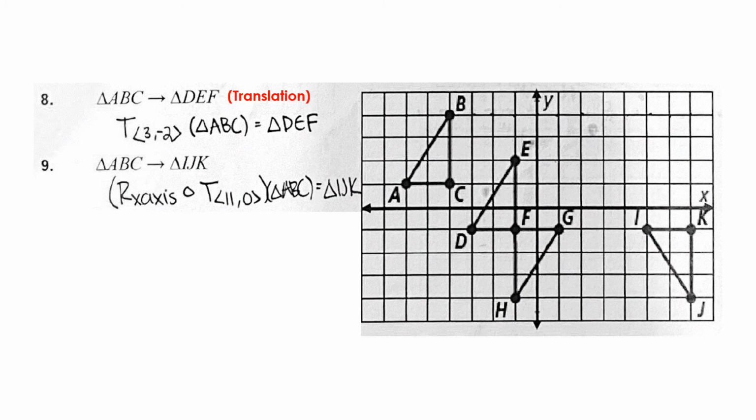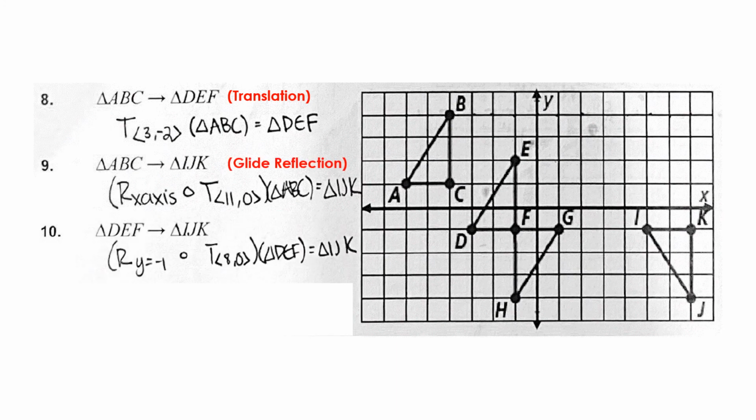So remember that you have to do the translation second in the rule, and that tells a mathematician that that's what you start with, and then you reflect over the x-axis. Make sure you have that little circle there too. Oh, sorry, that's a glide reflection. Number 10 also looks like a glide reflection.